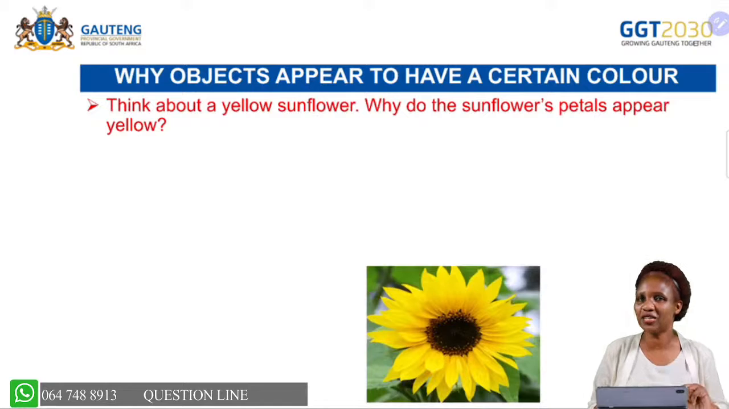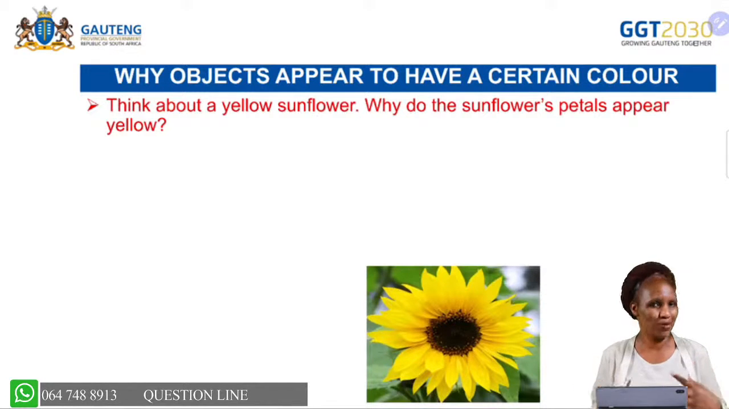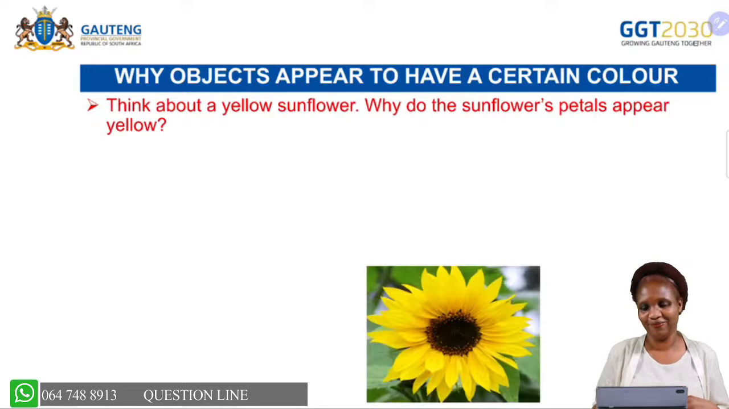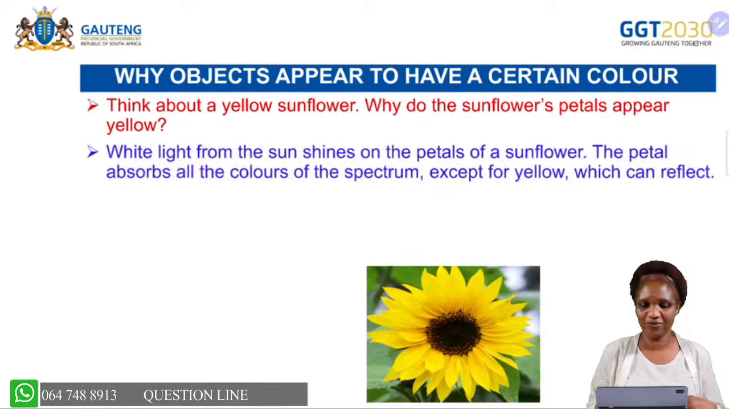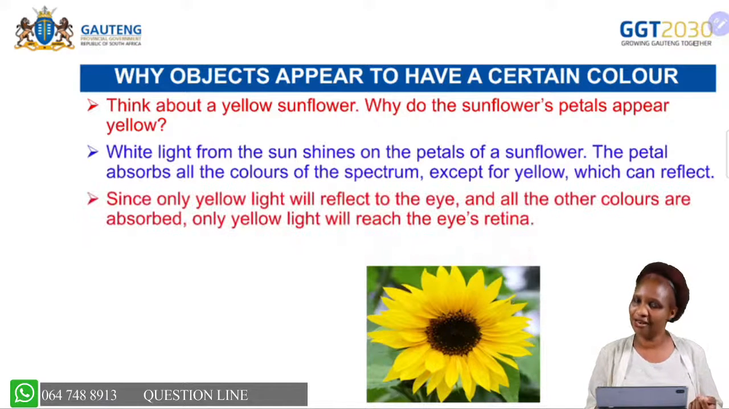And what happens to the other colors of the spectrum? The other colors of the spectrum will be absorbed. Okay. Let's continue. White light from the sun shines on the petals of a sunflower. The petals absorb all the colors of the spectrum except for yellow, which can reflect.